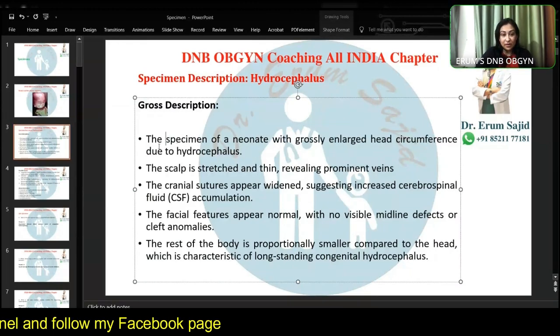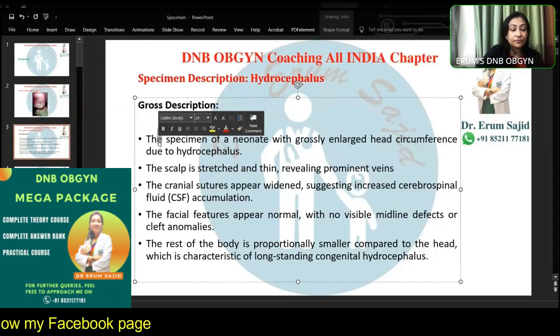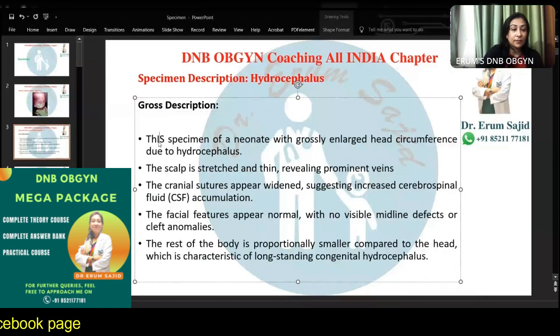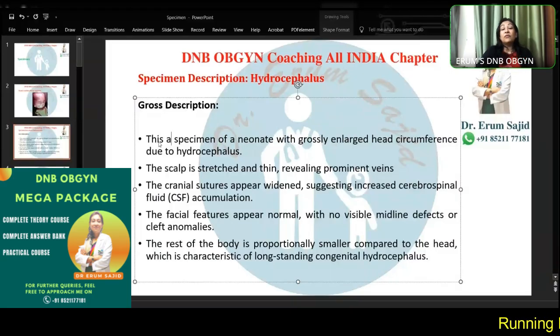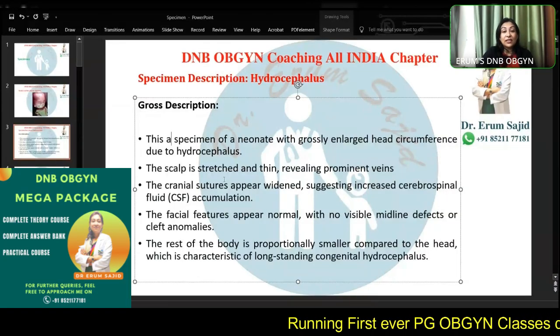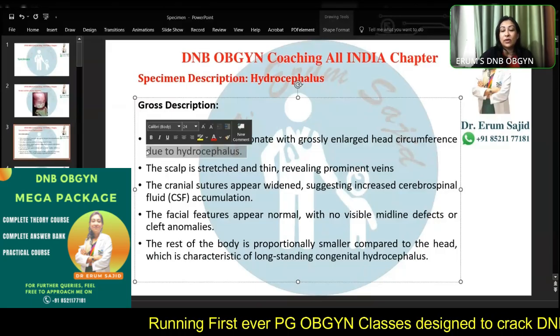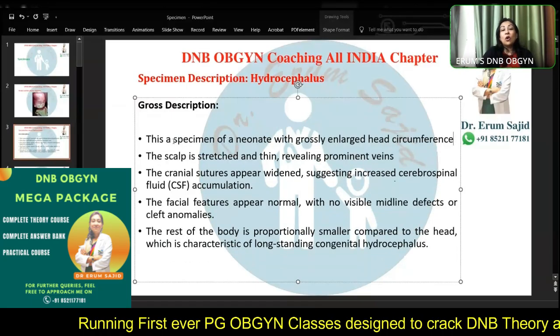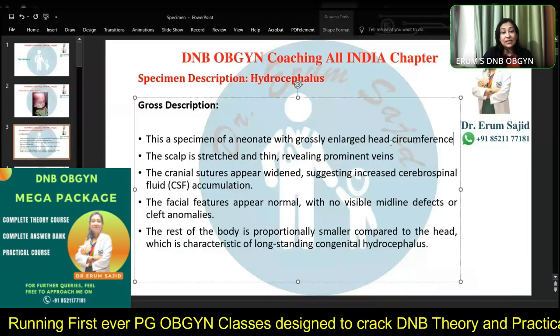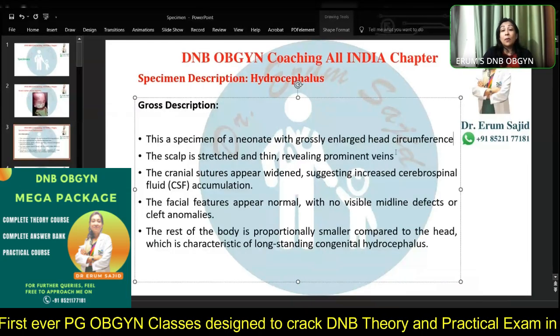This is a specimen of a neonate with grossly enlarged head circumference, probably due to hydrocephalus. The scalp is stretched and thin, revealing prominent veins. Or what we can do is this way: specimen of a neonate with grossly enlarged head circumference. The scalp is stretched thin, revealing prominent veins.